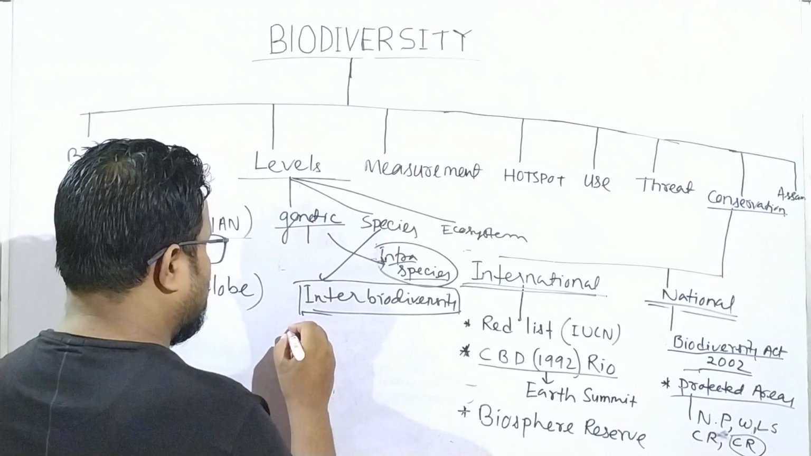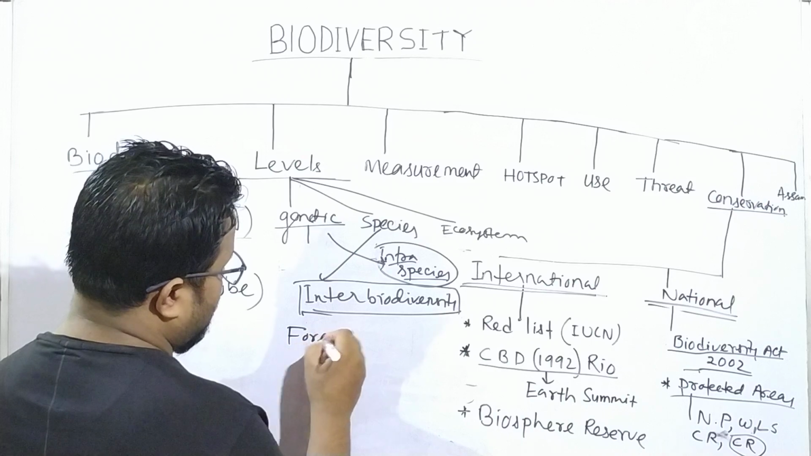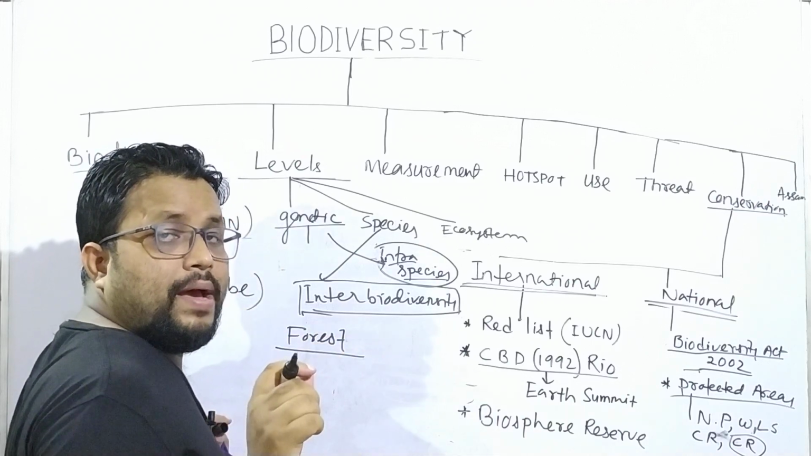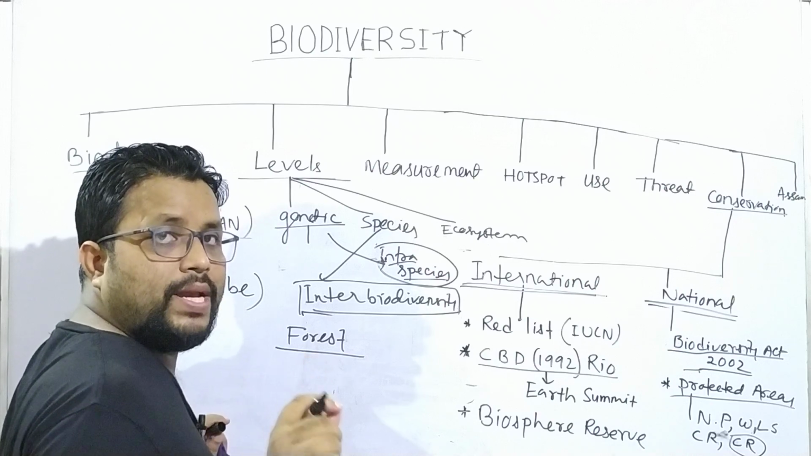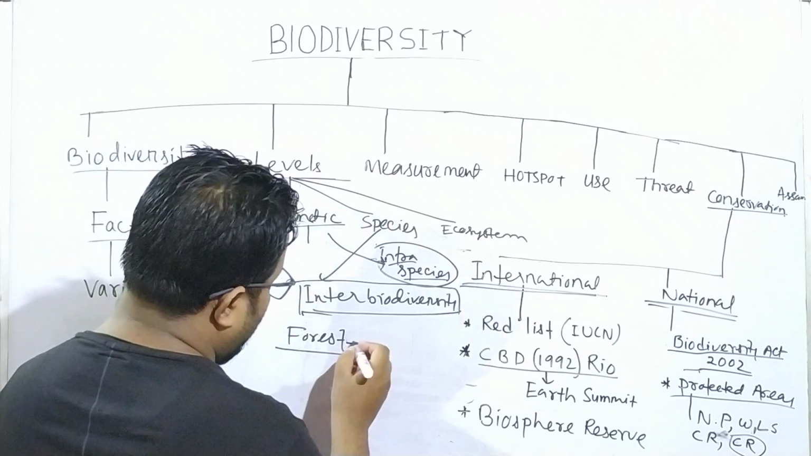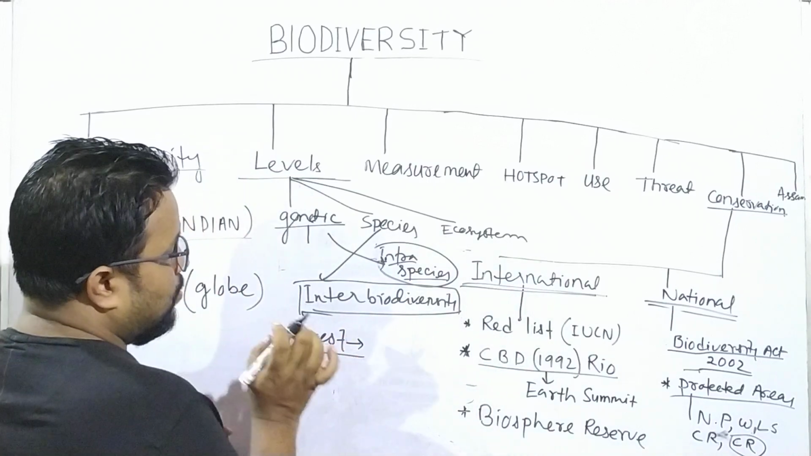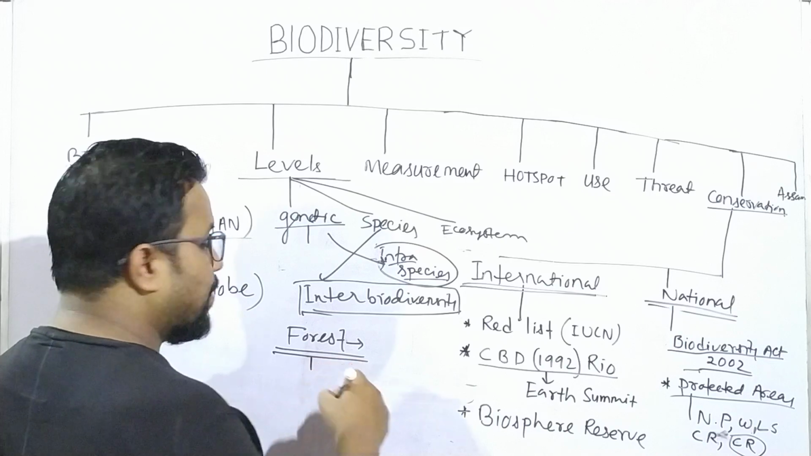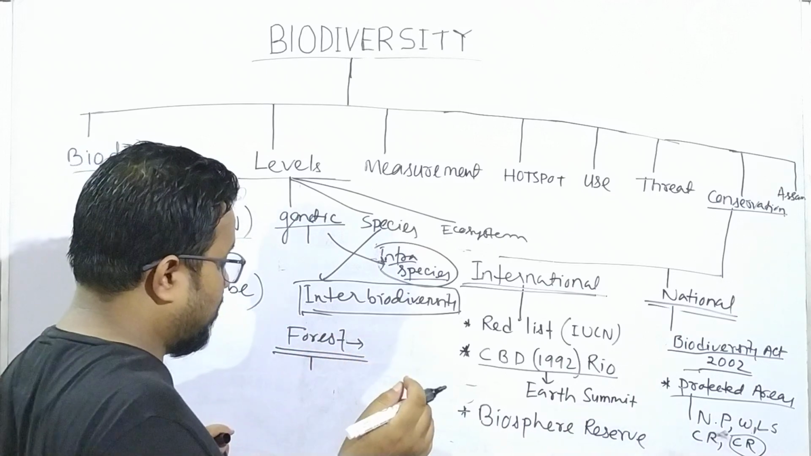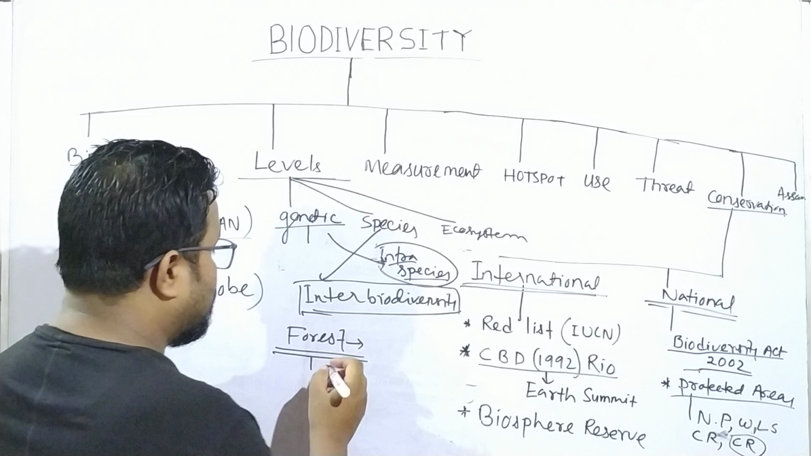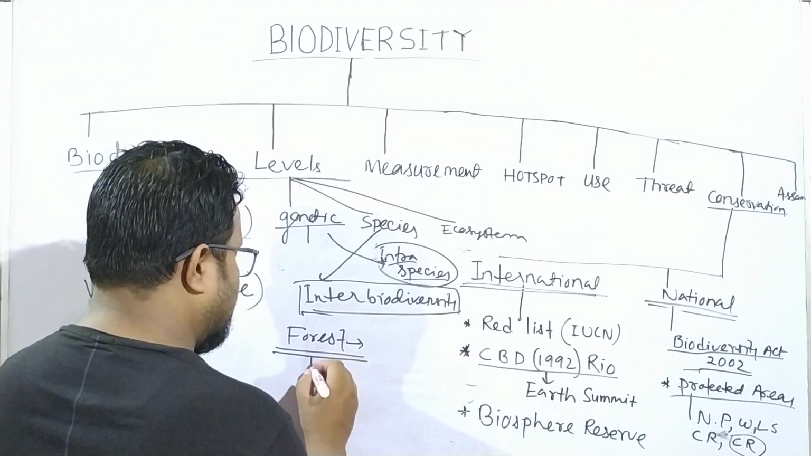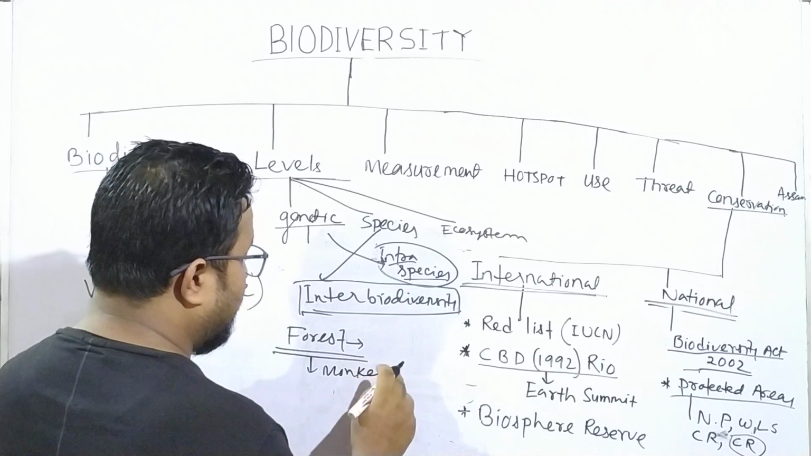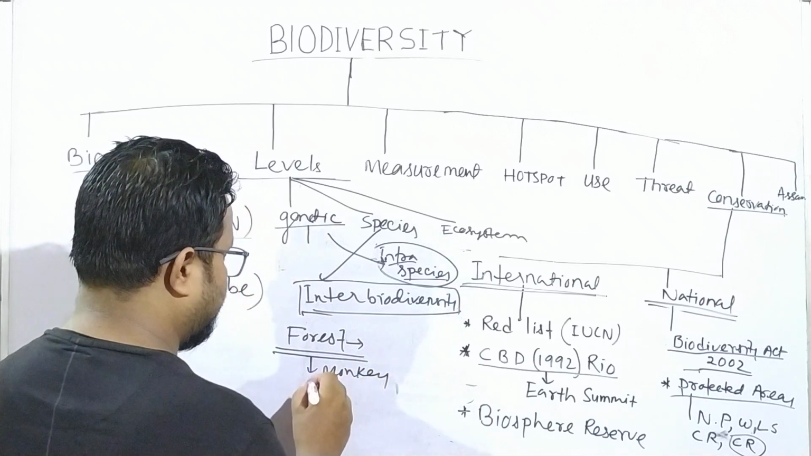Suppose a forest, the Jaipur evergreen forest in Dibrugarh, which is the only rainforest available in Assam. I consider this forest as an ecosystem. This rainforest has different types of plants and different types of animals. Suppose this forest has monkeys, and again it has tigers.